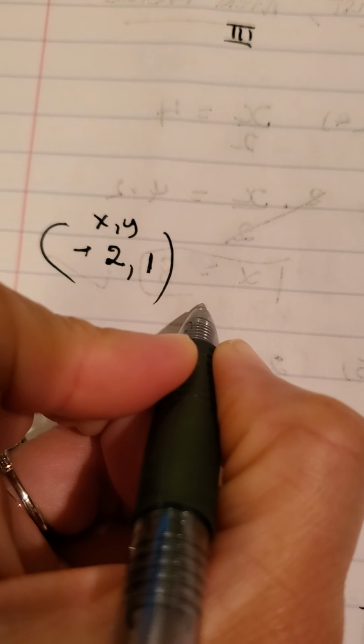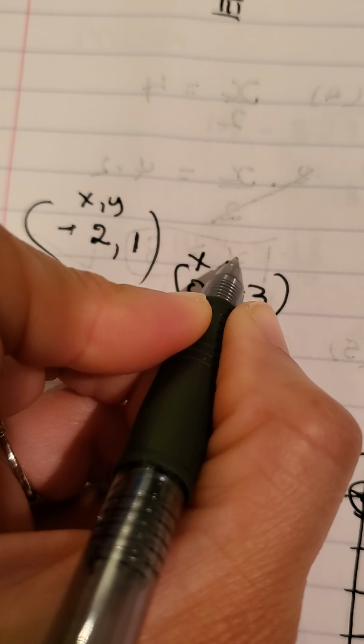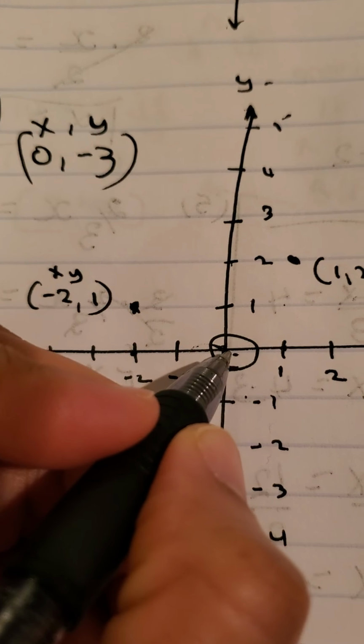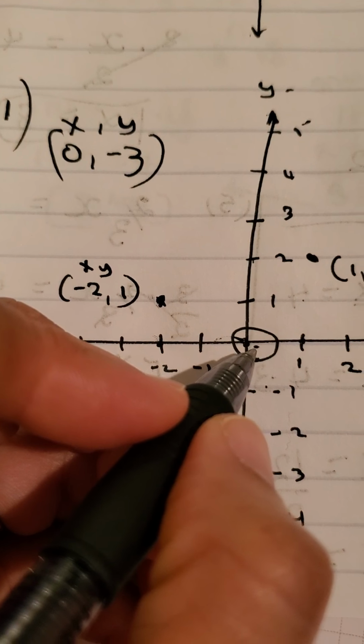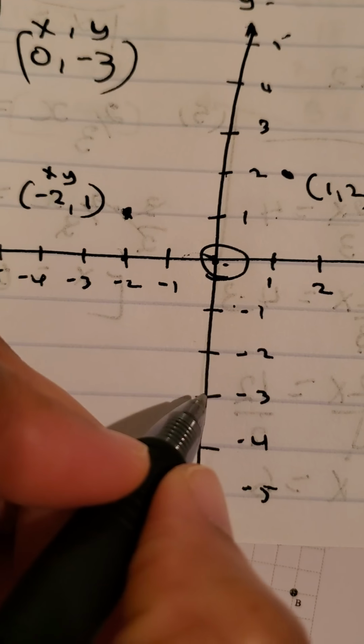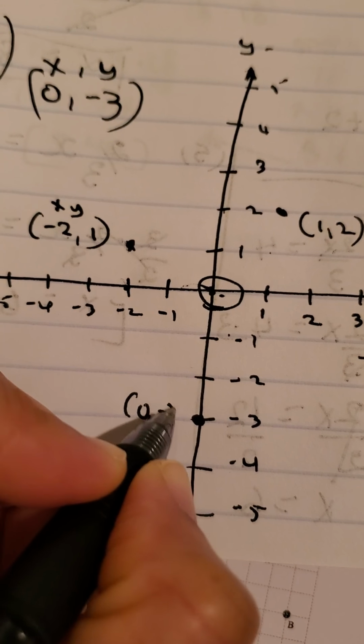Let's say I want to plot the point 0, negative 3. My x is 0, so that means I'm starting at the origin, which is right here. And then my y is negative 3. Remember, down values are negative, so I'm going to go down 3 places. My point is right here. This is my point, 0, negative 3.